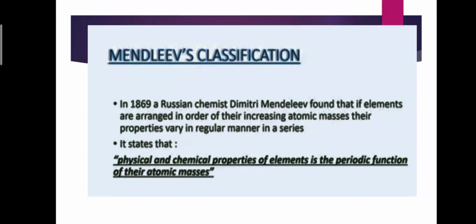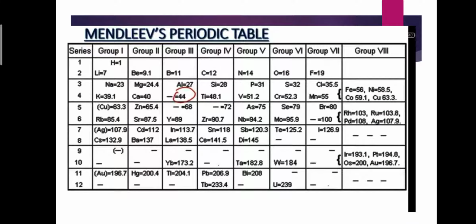Mendeleev's Classification. In 1869, a Russian chemist, Dmitri Mendeleev, found that if elements are arranged in order of their increasing atomic masses, their properties vary in a regular manner in a series. It states that physical and chemical properties of elements are a periodic function of their atomic masses. It is Mendeleev's periodic table.